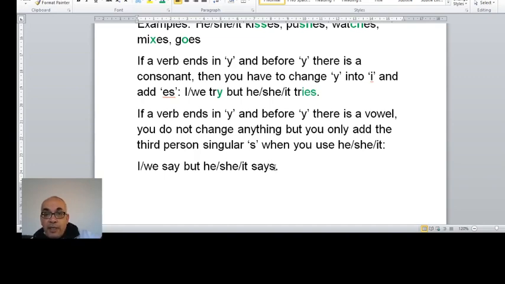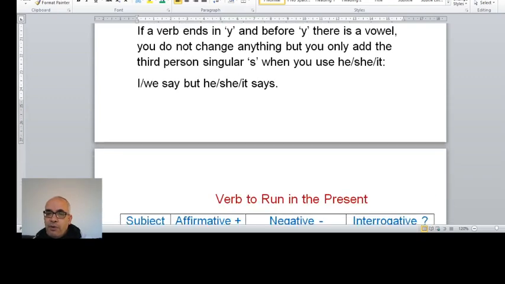We don't put es. So I repeat, we only put s after y. Why? Because before y we have a vowel. And we have to say, he says, she says, it says. Some people say he says, I don't know why. Or she says, it's wrong. He says, she says, it says. This is for your pronunciation. Okay, let's move on.